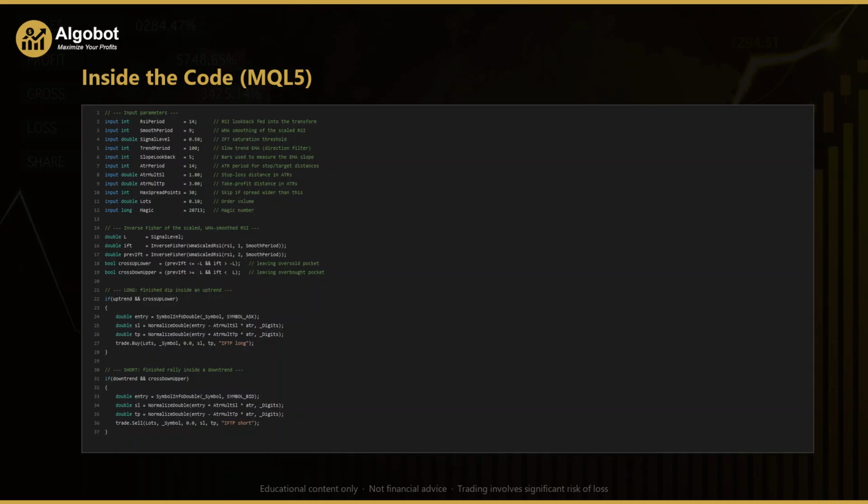In the middle, the code computes the inverse Fisher value for the bar that just closed and for the bar before it. Comparing those two readings tells us whether the oscillator has just crossed one of the signal levels. Now the two signal blocks.